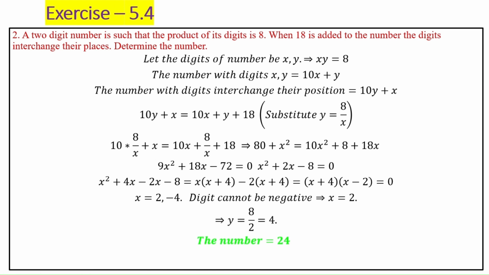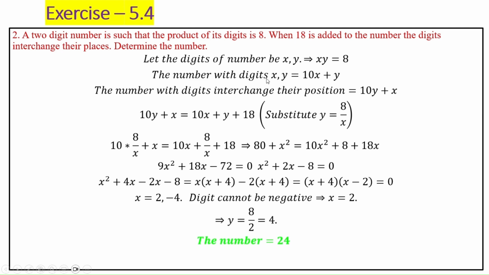A two-digit number is such that the product of its digits is 8. When 18 is added to the number, the digits interchange their places. Determine the number. Okay. Let the digits of the number be x, y. So that means the product of those digits is 8, right? So x into y is equal to 8. When 18 is added, the number gets reversed.